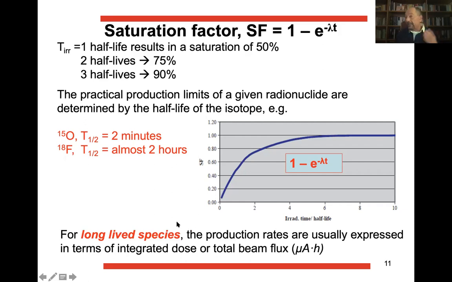So for long-lived species, where you don't have to worry about this factor, the production rates are usually expressed in terms of the integrated dose or total beam flux, so in microampere-hours, because here you don't worry about the decay.